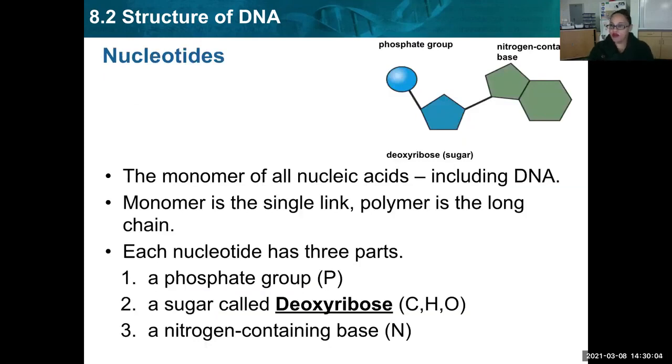Nucleotides is the monomer of all nucleic acids, including DNA. That's what we talked about back in chapter 2 when we were talking about monomers and polymers. If you'll remember, the prefix mono means one and poly means many. So monomer is a single link of something. And then polymer is the long chain made of many monomers.